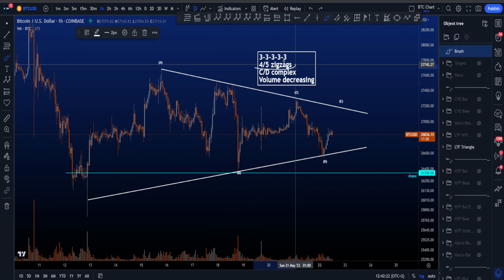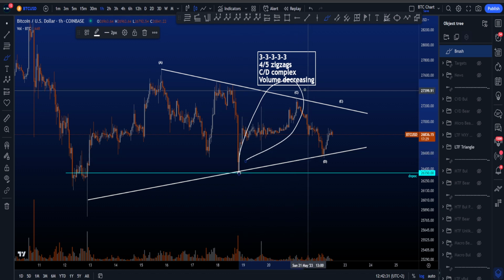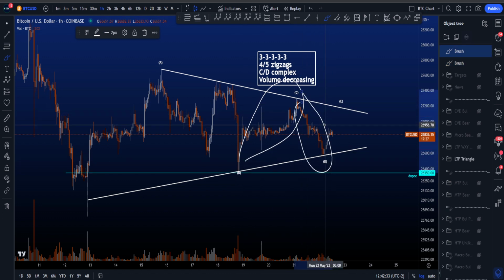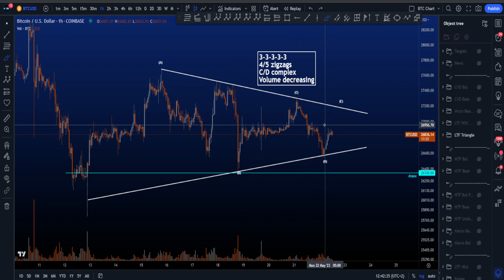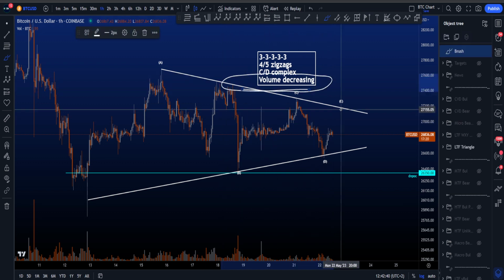Then usually, if 4 out of the 5 waves are zigzags, that leaves one wave that usually isn't a zigzag, and that's usually wave C or wave D. So wave C over here or a wave D, they tend to be more complex, or at least a different structure than a zigzag, and that's absolutely fine. But the main problem over here is the volume.